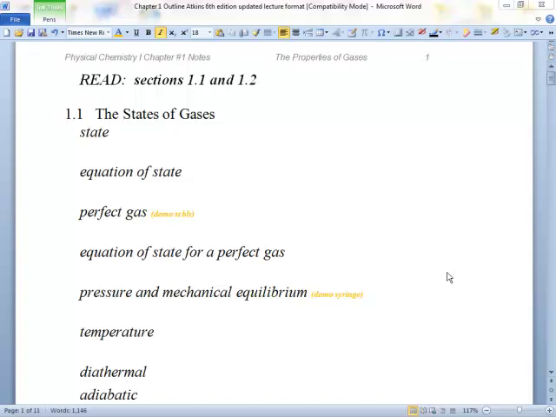Okay, so we're in chapter 1, the properties of gases. So this is all about gases, right? Where we're starting out is this idea of states and the state of a gas. Madison, what comes across when they say a state, really of anything, much less a gas? It's state?